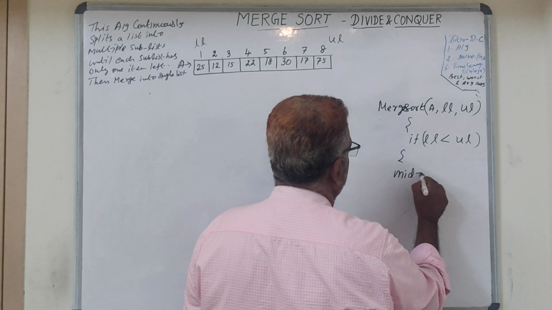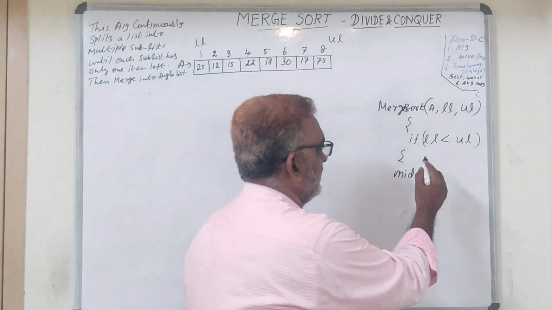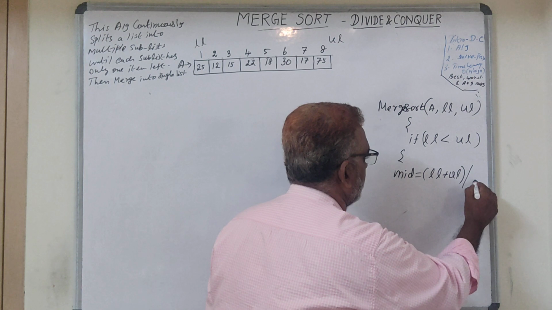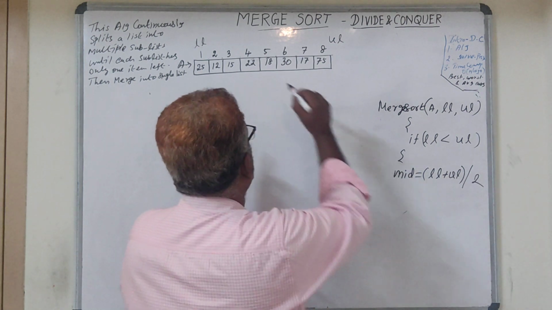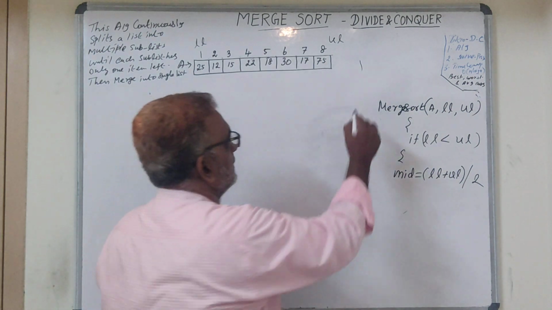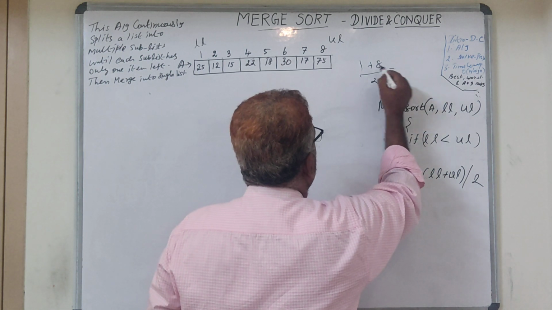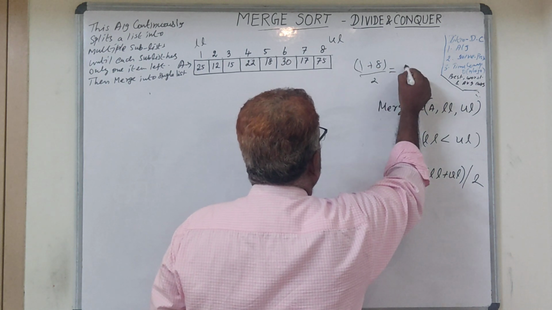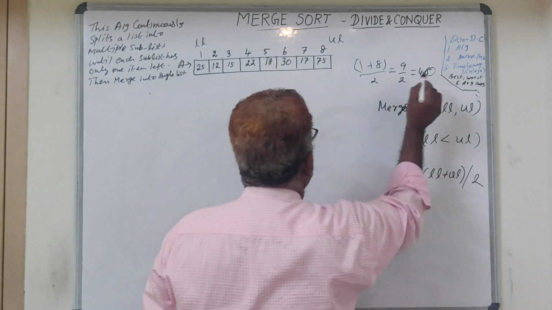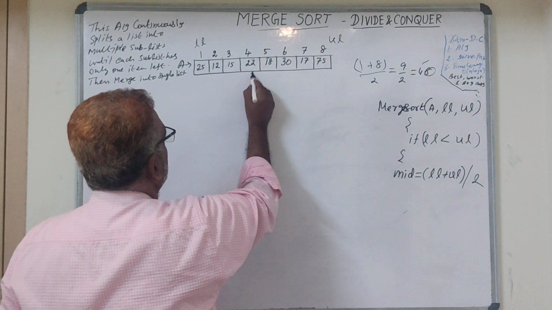we can perform an operation, just finding out the midpoint. The midpoint can be found by adding the lower limit and upper limit and dividing by 2. What is the lower limit? That is 1. And what is the upper limit? That is 8. Add these two values, that is 9 by 2, it is nothing but 4.5. Truncate the value and we get the answer, that is 4. So 4 is the midpoint.